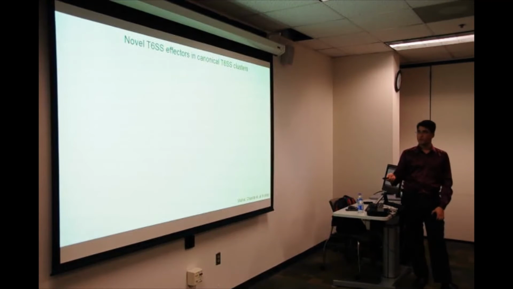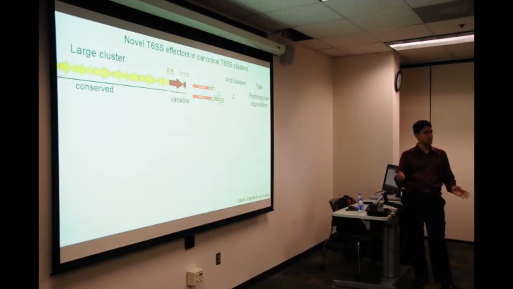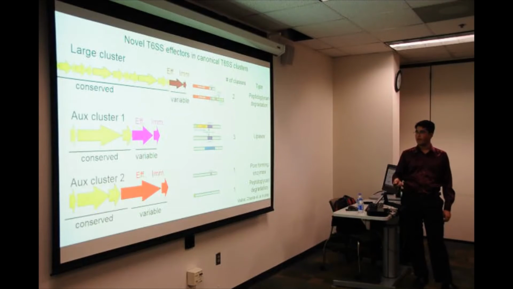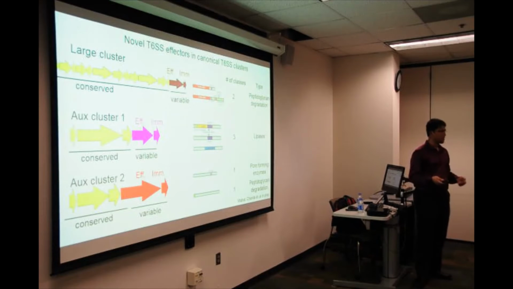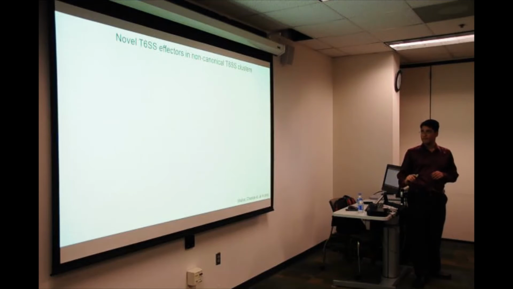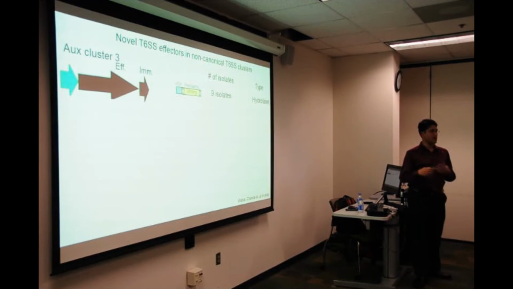And this is what we were able to show. So if you look across the different isolates that we have, we found 2 classes of peptidoglycan degrading enzymes in the large cluster. We found 3 new classes of lipases in auxiliary cluster 1. And we found 1 class each of a pore-forming enzyme and a peptidoglycan degrading enzyme in auxiliary cluster 2. So these are the ones that all strains have. But we also found that some Vibrio cholerae isolates have unique effector proteins that other cholera isolates don't have. So these are the ones that are not shared by all of them.